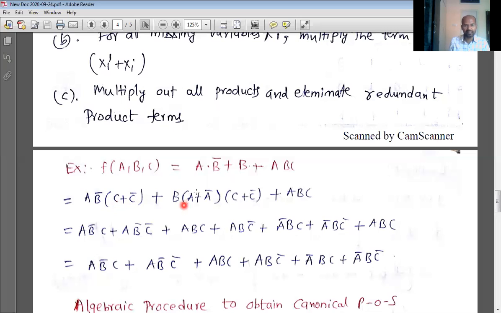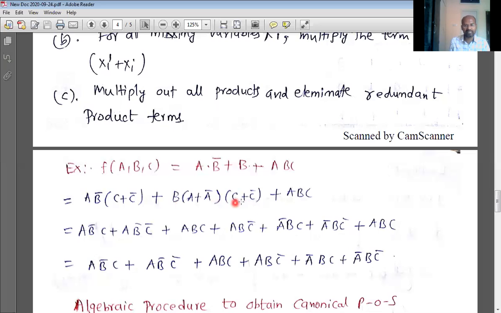In the same way, write down for B. This is the only literal that we have. To make it a min term, we multiply it with the missing literal, A. So A plus A bar, which is 1. Multiplying B with 1 doesn't change the result. In the same way, C is also missing. Multiply that with C. B into 1 into 1. This one is 1, this one is 1. That doesn't change the result.